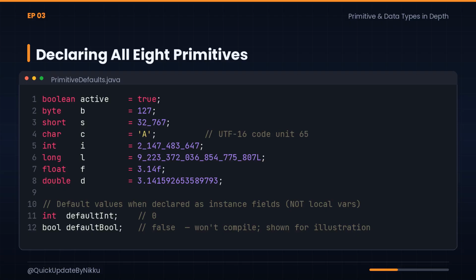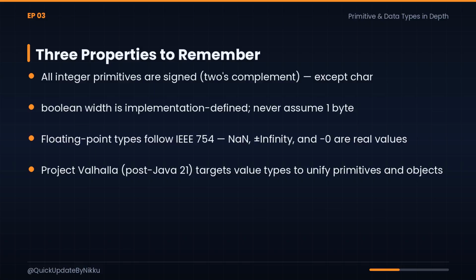to C. These 3 structural properties, 2's complement integers, implementation defined Boolean width, and IEEE 754 floating point are not trivia. They directly explain why integer overflow wraps, why you can't reliably serialize a Boolean as a single byte across JVM implementations, and why equality checks on floating point results can silently fail. Keep them in mind as we now zoom into the integer family and examine each type's behavior under real conditions.